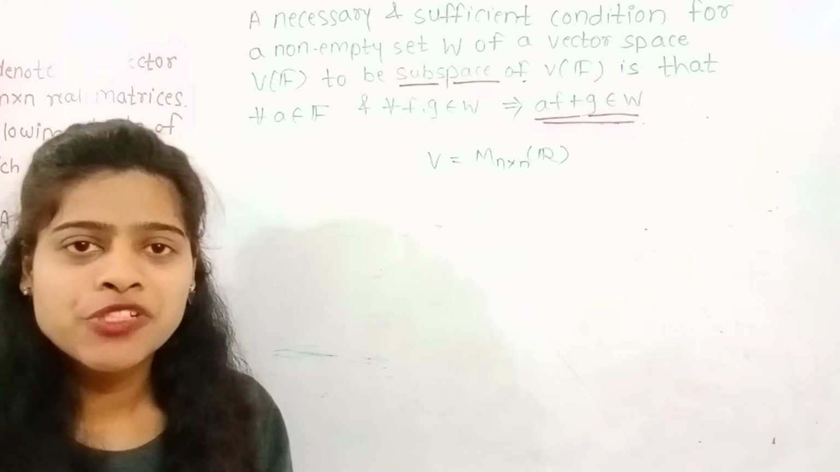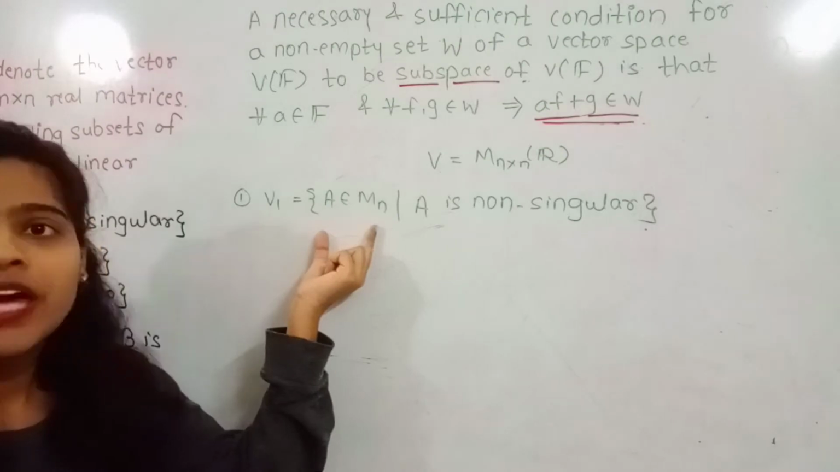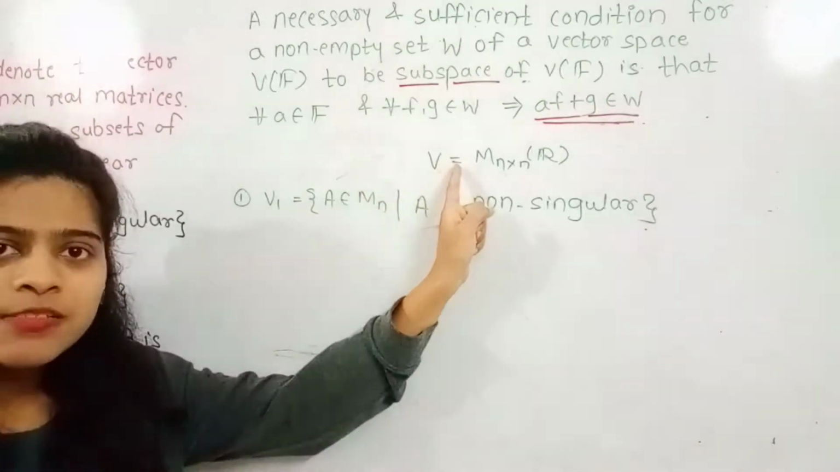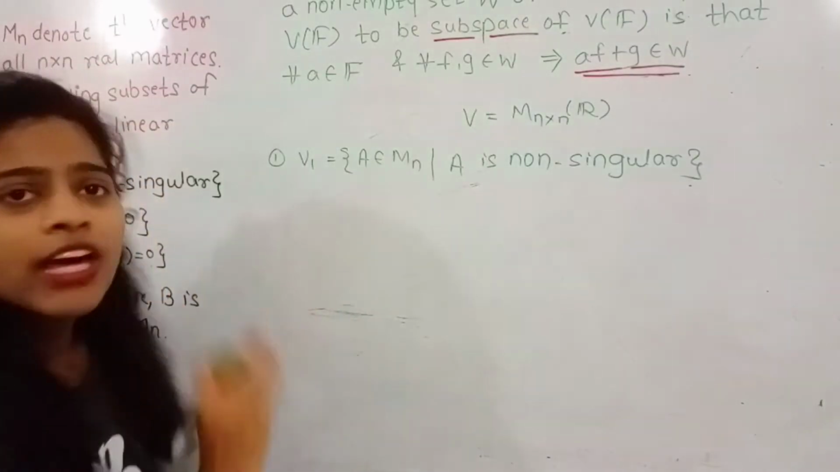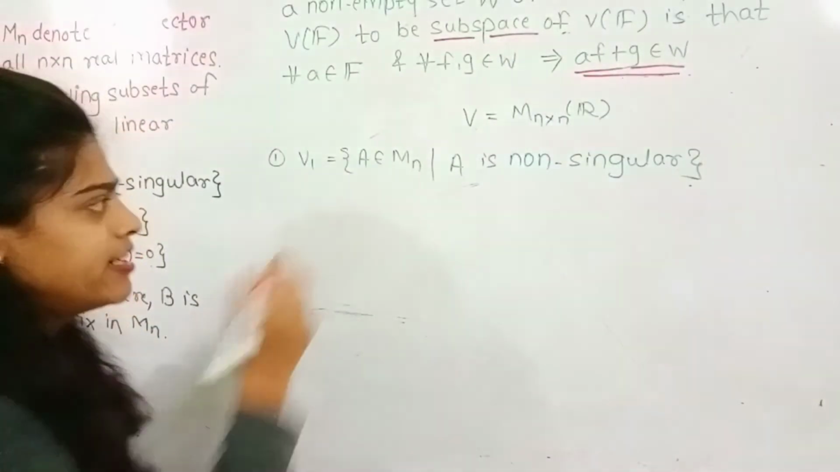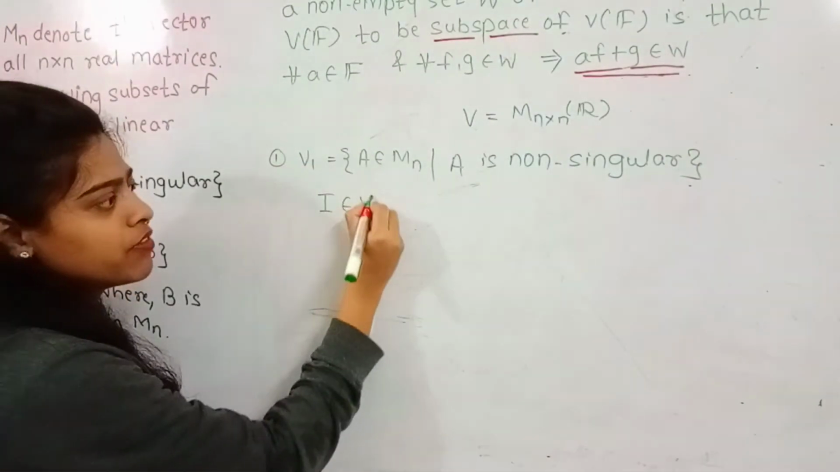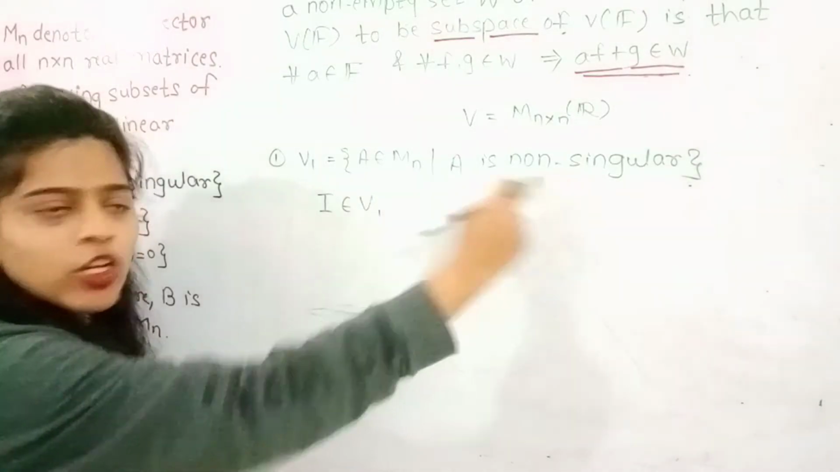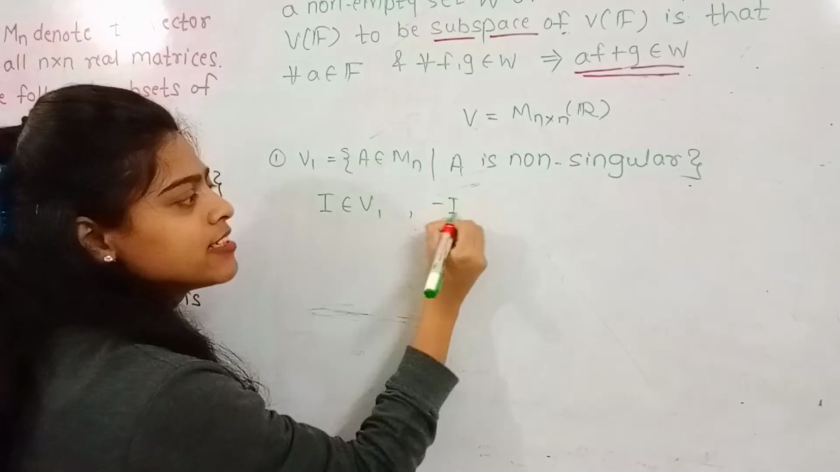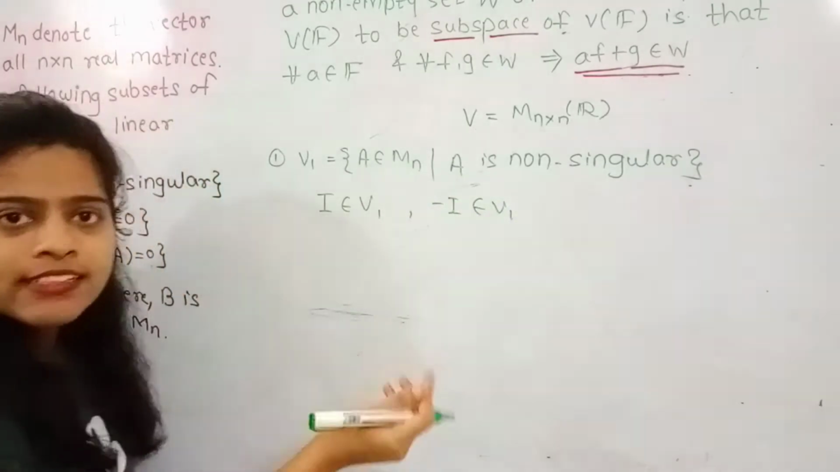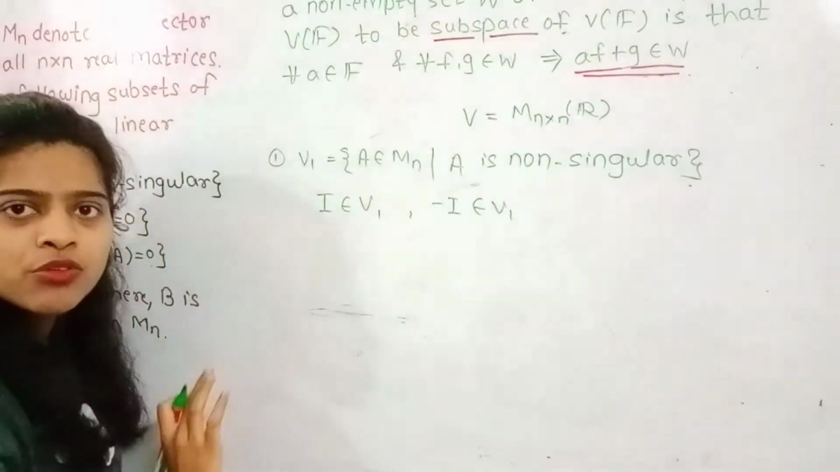To start the solution, firstly we consider option 1, that is V1 is equal to the set of A belonging to Mn such that A is non-singular. To check this condition, we are going to take one example. Let I, the identity matrix, belong to V1. The identity matrix is non-singular, therefore I belongs to V1. Similarly, we can take minus I belongs to V1, because minus I is also non-singular.